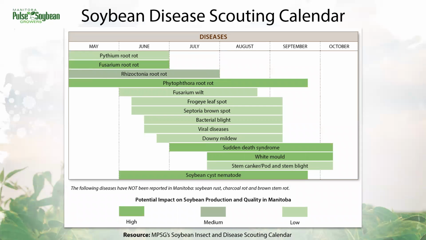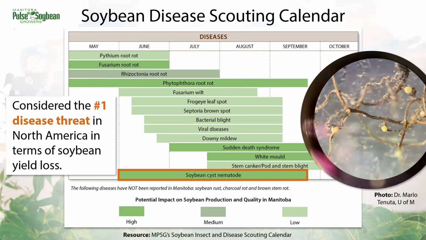This is a snippet of the disease scouting calendar for soybeans, covering the time of the growing season across the top of this chart, and then diseases are color-coded based on their impact on yield and production, with those darker colored diseases typically being worse. Soybean cyst nematode is along the bottom here. It's infecting soybeans throughout the growing season, and the impact on yield can be quite high. It is considered the number one disease threat to soybean yield on our continent, and it's far surpassing root rots and other diseases in that respect.